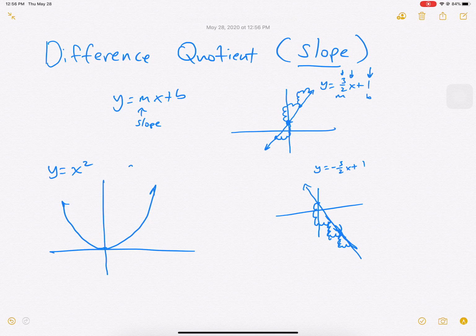And on my left side, the same thing. If I put negative 1, it'll be 1. And negative 2, 2 squared is positive 4. We end up with our little parabola here.